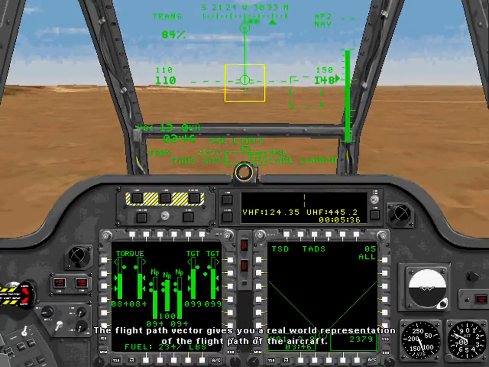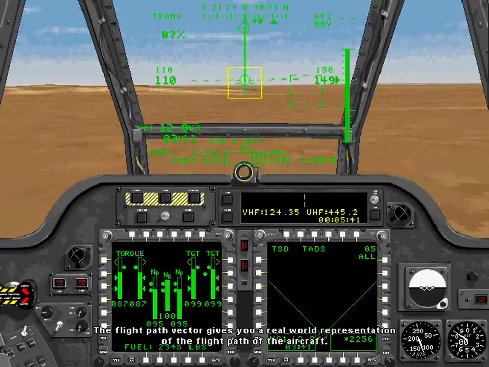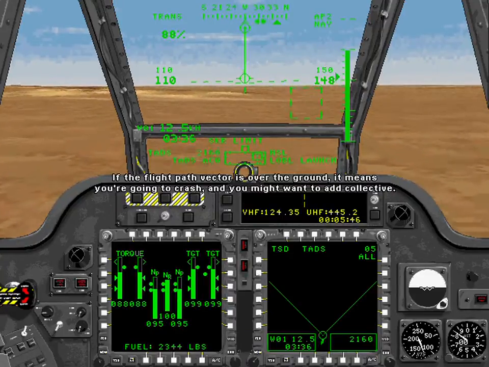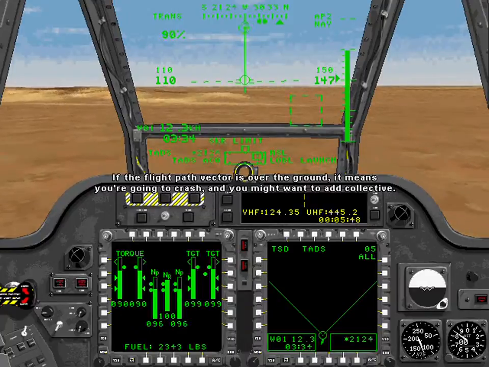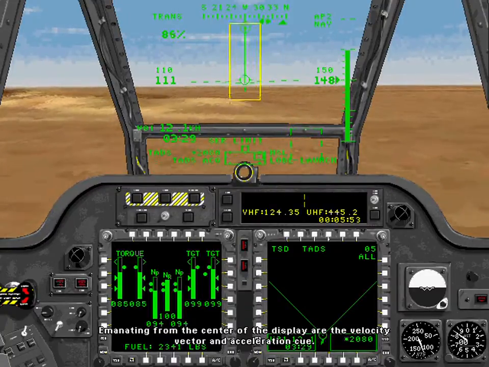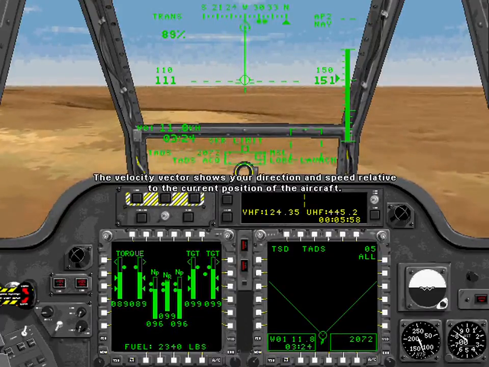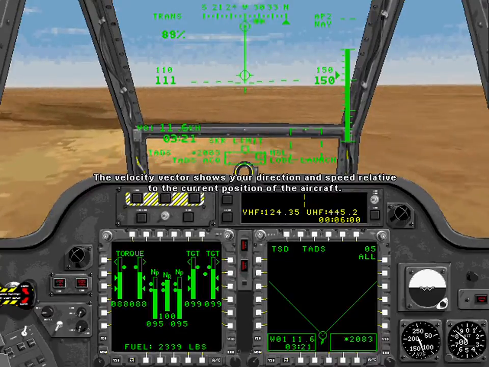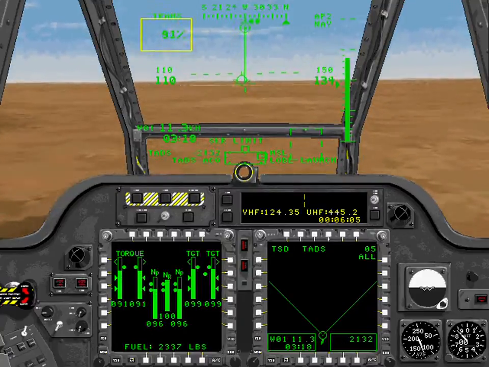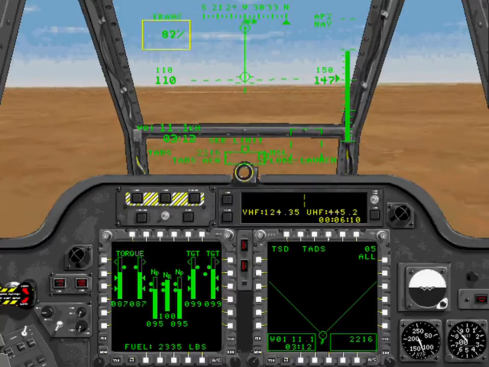The flight path vector gives you a real-world representation of the flight path of the aircraft. If the flight path vector is over the ground, it means you're going to crash, and you might want to add collective. Emanating from the center of the display are the velocity vector and acceleration cue. The velocity vector shows your direction and speed relative to the current position of the aircraft. It is like an overhead arrow pointing to where you are going. The acceleration cue shows the lateral acceleration in the same scale as the velocity vector.